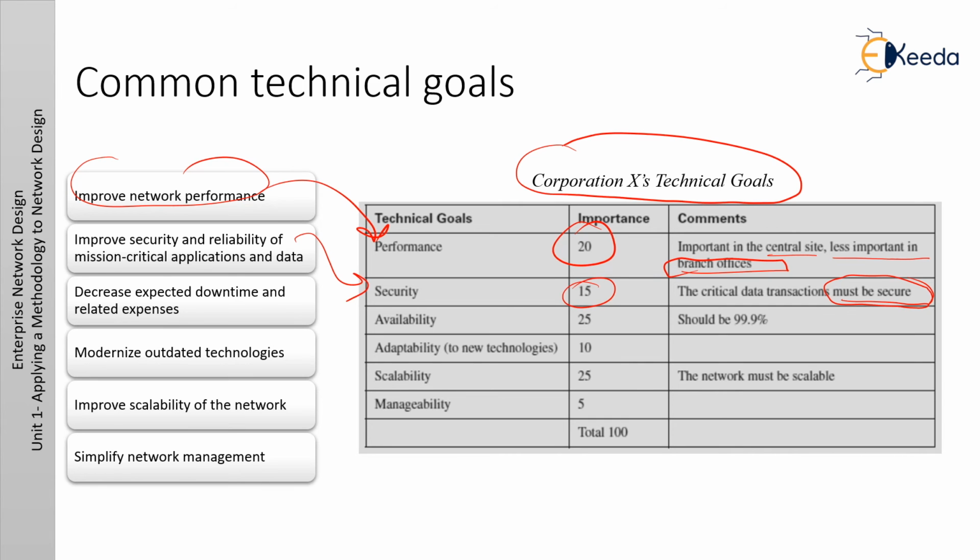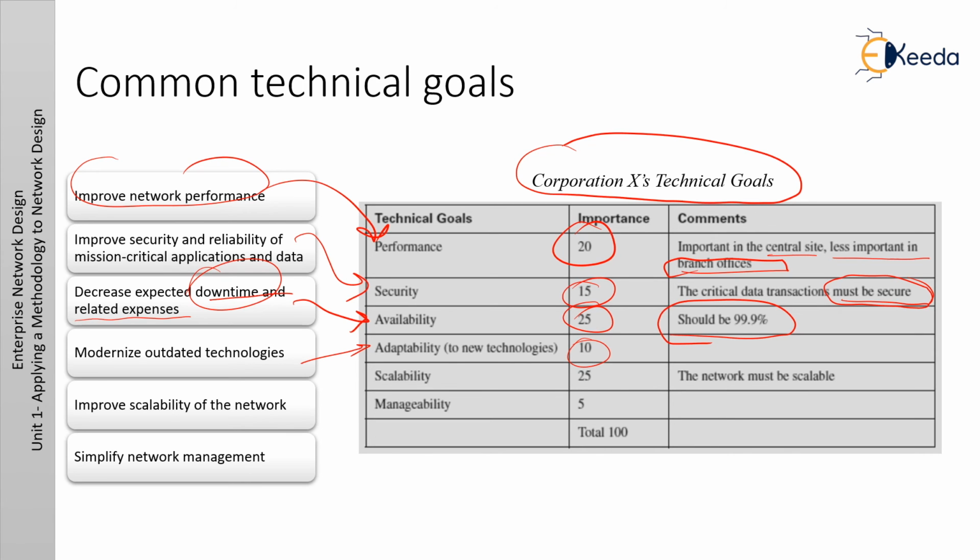Decrease expected downtime and related expense. So downtime means we need to reduce the downtime and improve availability. This is very important. 25%, 25 is the importance, and it should be 99.9% availability of our new app. Modernize outdated technology. So adaptability, whether it exists from old technology to new technology, the importance is 10. No comment is going here.